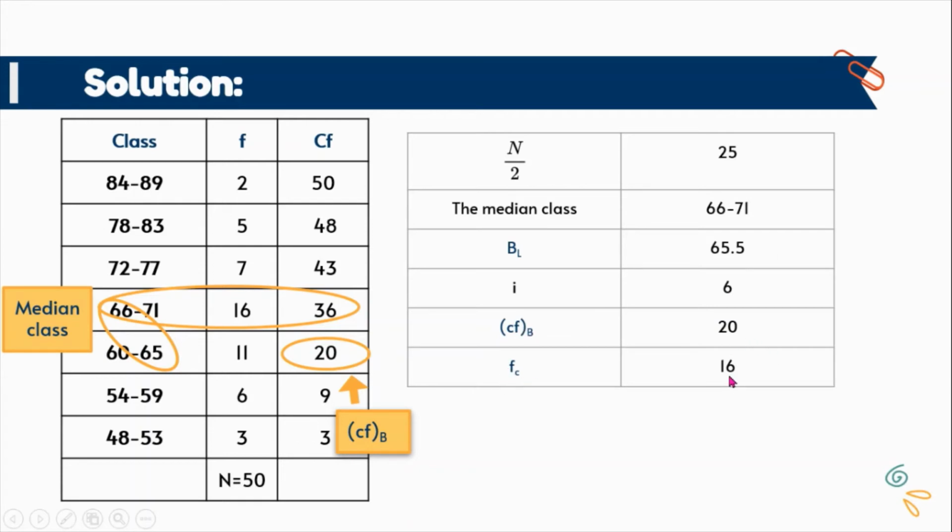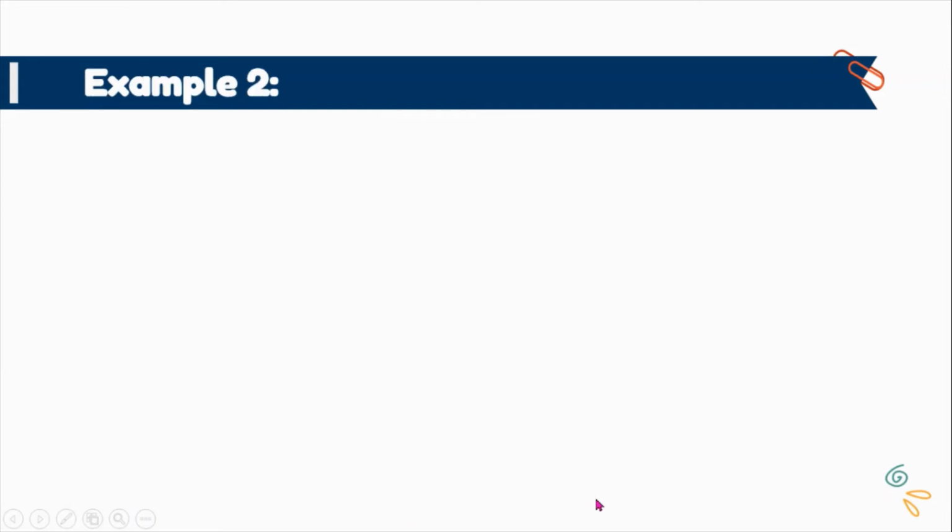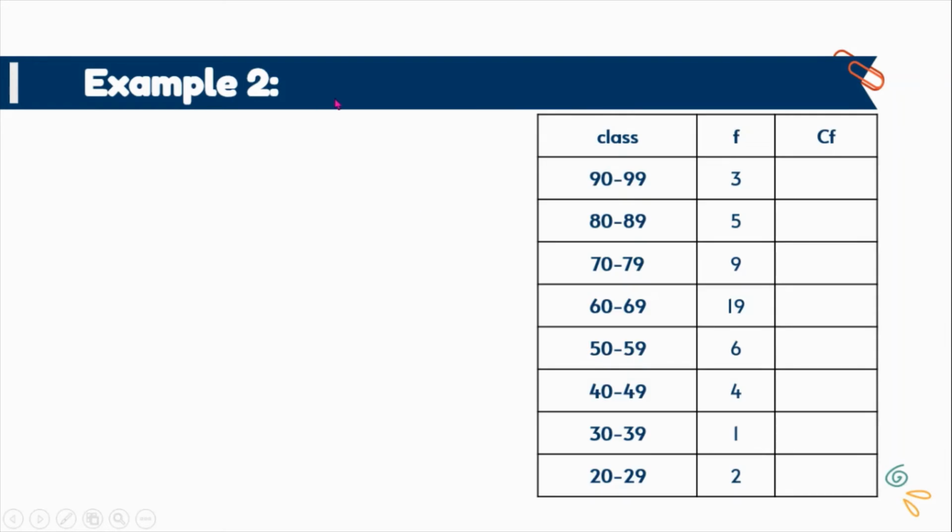We just have to substitute this to this formula for the median. So that is median is equal to 65.5, the value of B sub L, plus n over 2 is just 25, minus CF sub P, that's 20, all over 16, or the frequency of the median class, or the f of c, times 6, or the class size. So that is, the median is 67.3.